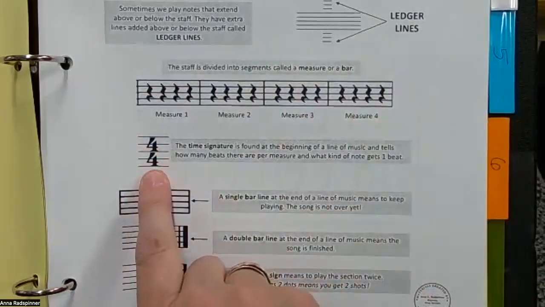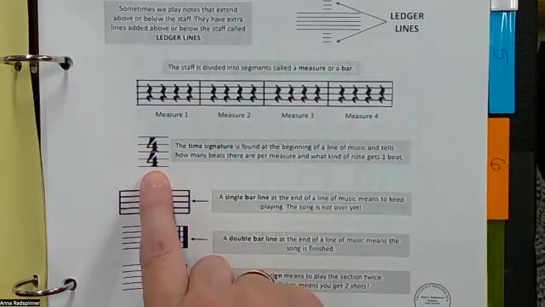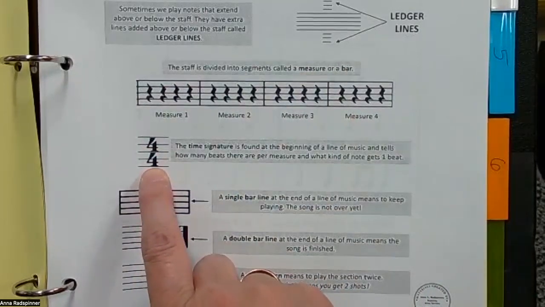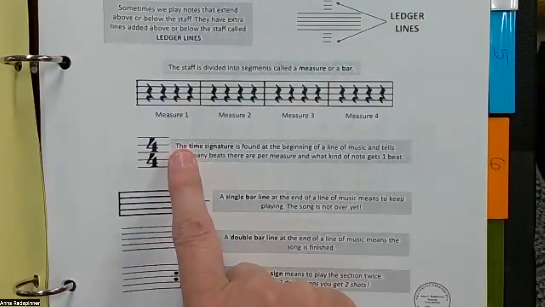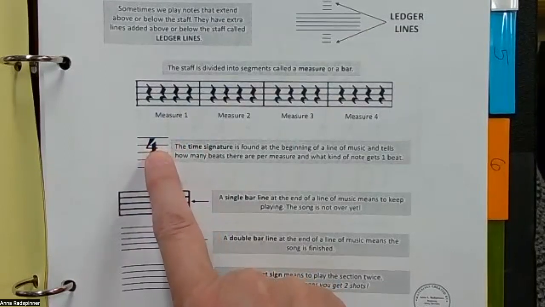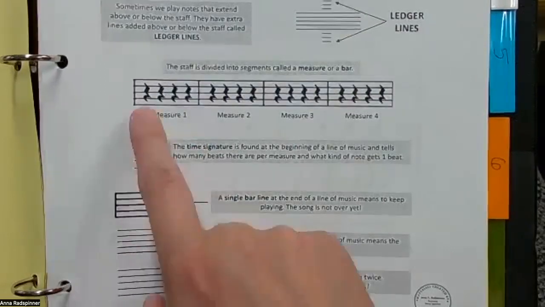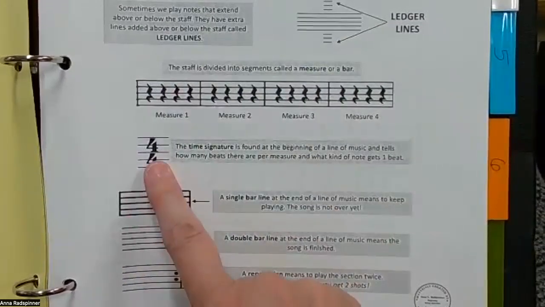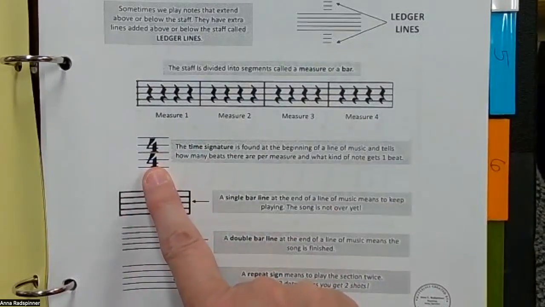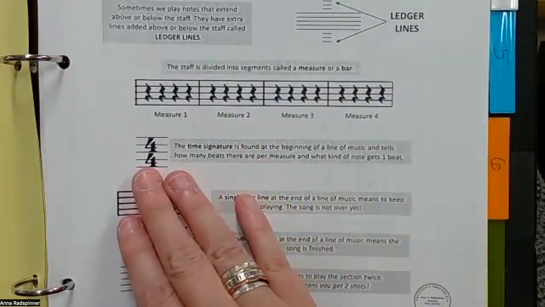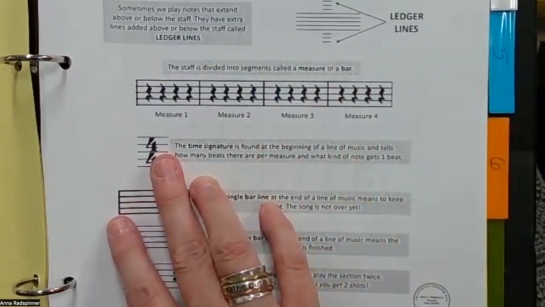This right here, well, it looks like a fraction, and in theory, I suppose it probably is a fraction, but we don't read it like a fraction. This is called the time signature. The top number tells us how many beats are going to be in each one of these measures that we've got. The bottom number tells us what kind of note is going to get 1 beat. We're going to move forward from that because that could be a tough thing to get our head wrapped around.